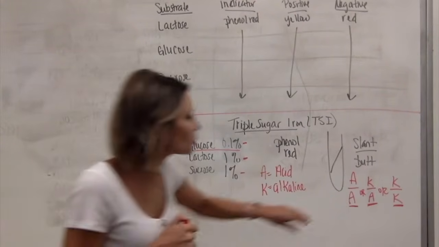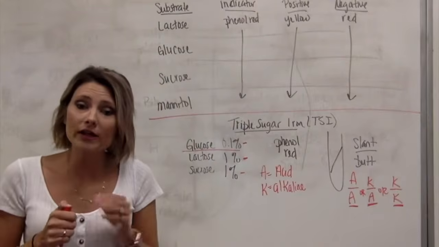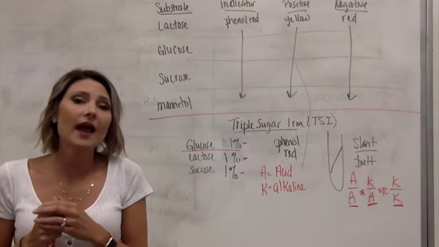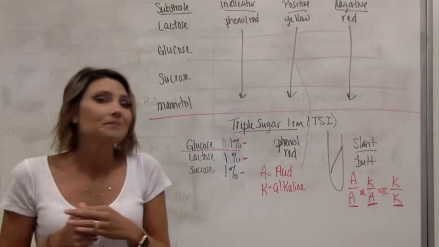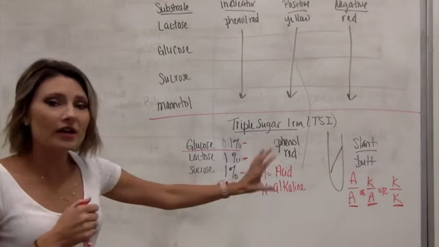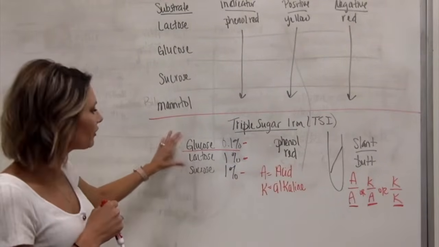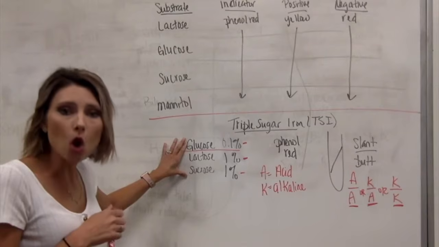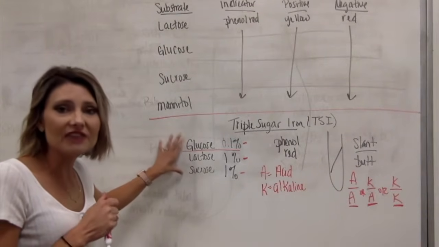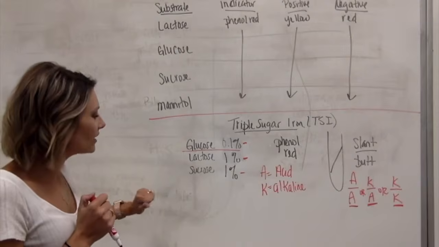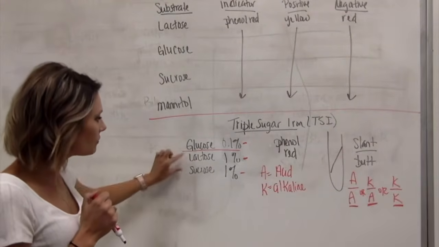Now, let's talk about A over A. That's an all yellow tube. So the whole thing has turned yellow. Now, if you get an all yellow tube, there is no way for us to know which one of these it fermented. Did it ferment just the lactose, just the sucrose, all 3 of them, 2 of them?